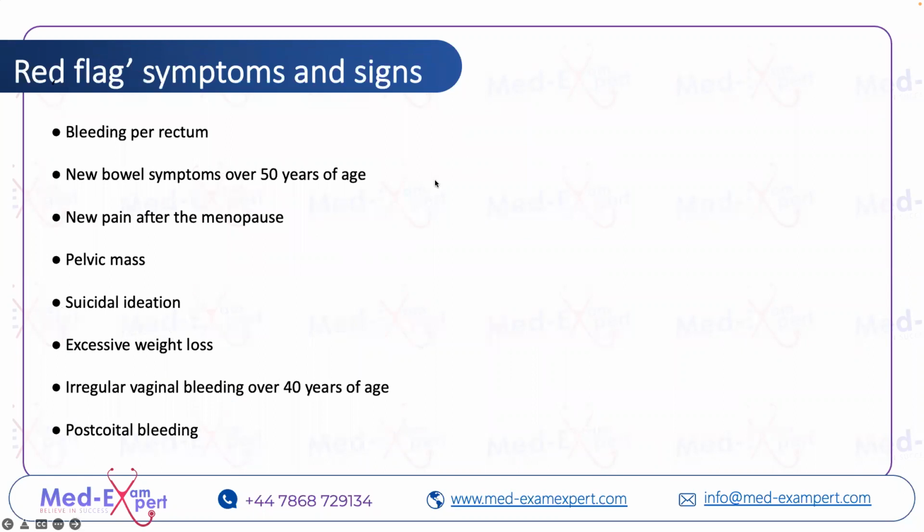Okay, and yes, you have to ask about these signs, especially if the patient is old, because this might be the only symptom of underlying cancer. So you have to ask about bleeding per rectum, any pain, bleeding after menopause, pelvic mass, suicidal ideation, excessive weight loss, irregular bleeding after the age of 40, or postcoital bleeding.